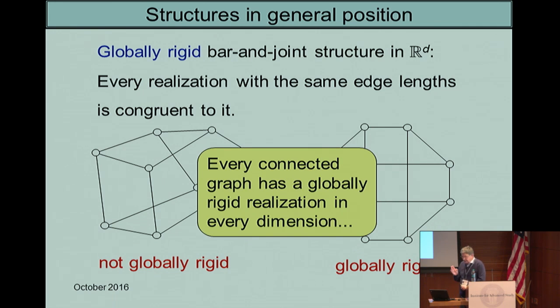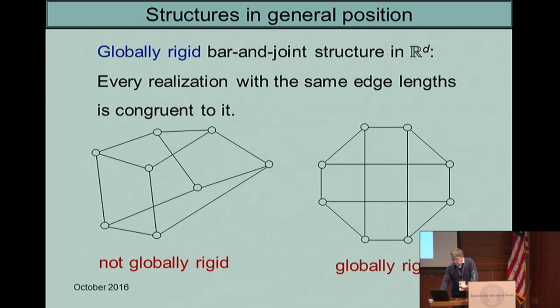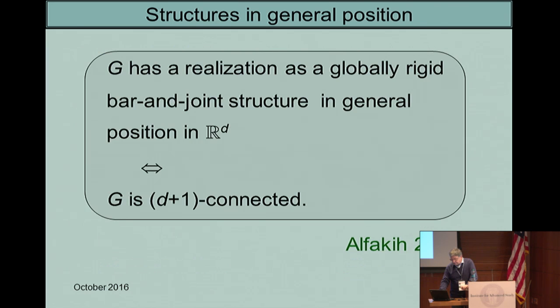And of course, a triviality is that every connected graph has a globally rigid realization in every dimension because you just put all the points in the same position. But this is, of course, cheating, and so you must impose some kind of non-degeneracy condition, and general position is a nice one. We cannot go much beyond general position, so for it to be generic, it would not work.